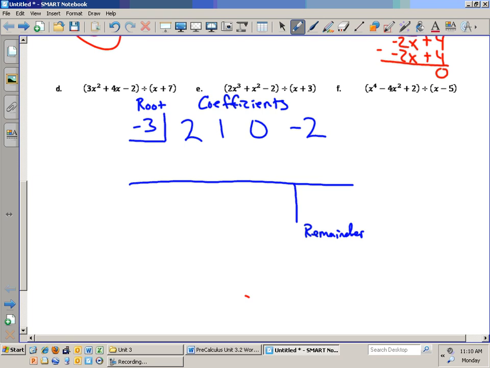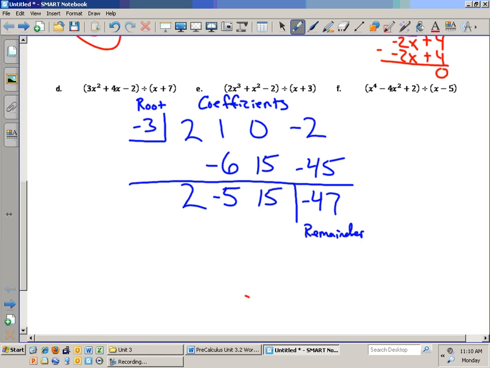Here's all we do. We take the first term, the first coefficient, we drop it. 2. After that, everything's the same. We multiply and add, multiply and add, multiply and add. Negative 3 times 2. Add. Negative 5. Multiply. Negative 3 times negative 5. Add. Negative 3 times 15. Negative 45. Add. Negative 47.